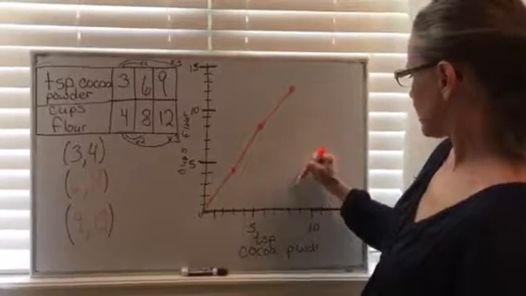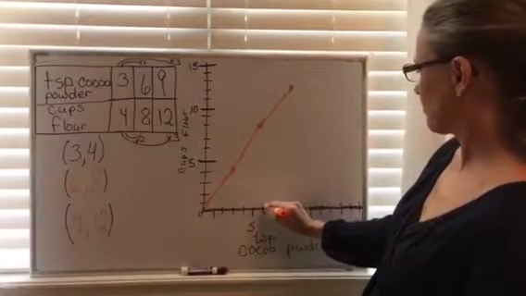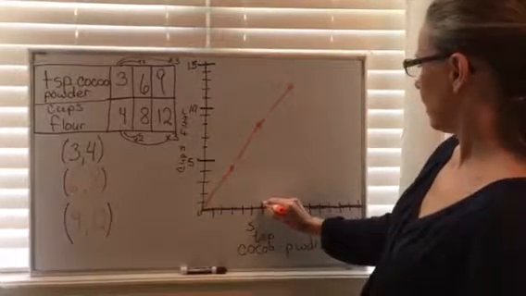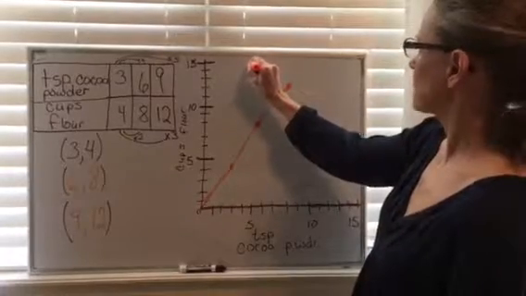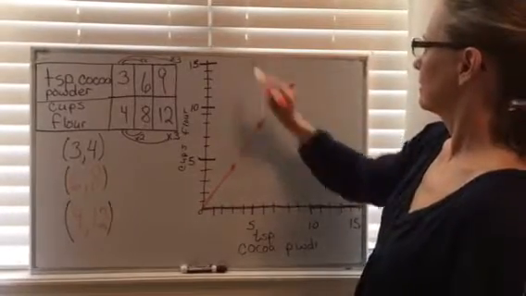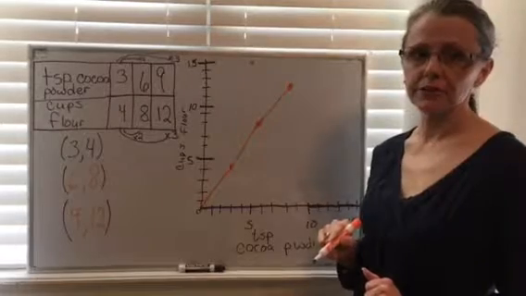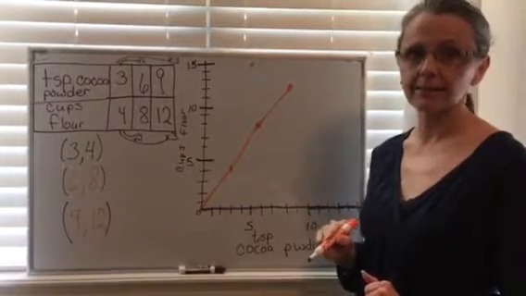If you had something like, say, 6 teaspoons of cocoa powder and 15 cups of flour, that is not an equivalent ratio, and your recipe will not be good.